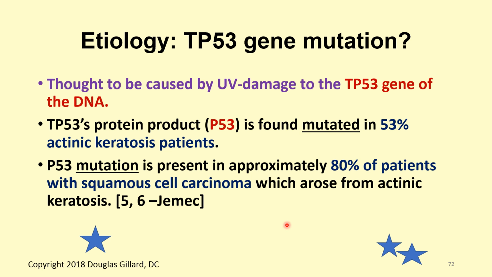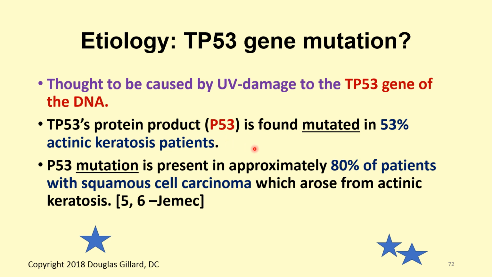Etiology, we do know something about this. I'm trying not to go too crazy into etiology, just every now and then, but there is a gene, the TP53 gene mutation, that is well known to cause this. And it's thought that the sun damages the DNA in the keratinocytes. Specifically, it damages the TP53 gene, and that TP53 gene makes a protein product, like all genes can go through the central dogma and produce a protein product called P53.